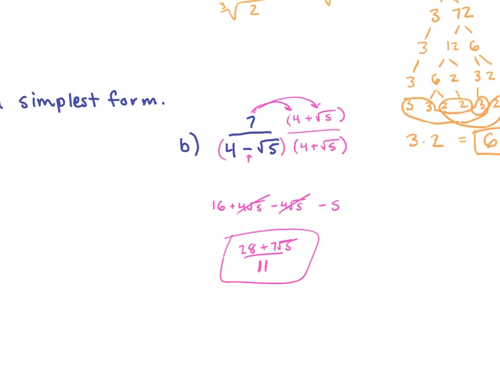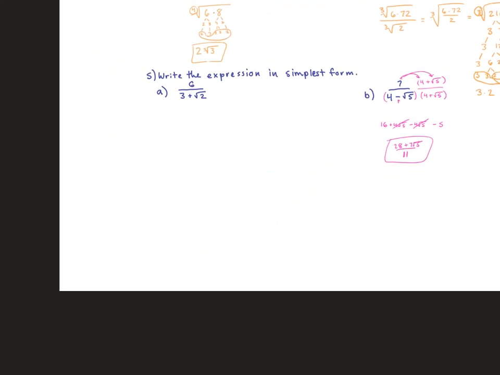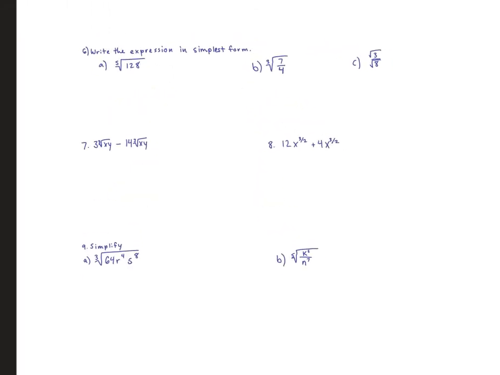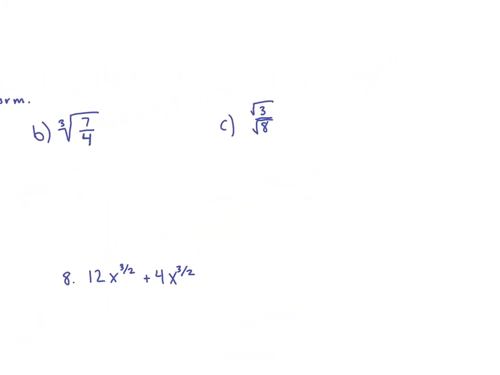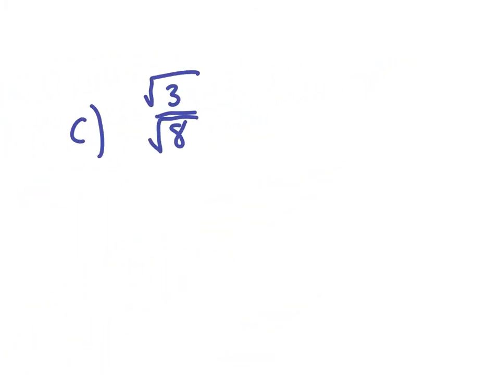All right, I think that's it for this page. Yeah. Let's look at 6. Which one do you guys want to see? A, B, or C? C? All right. So we need to get that square root out from the denominator. Simplest form cannot have a square root in the denominator. So what do we need to do?